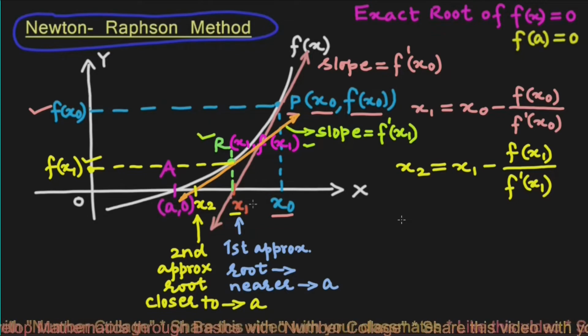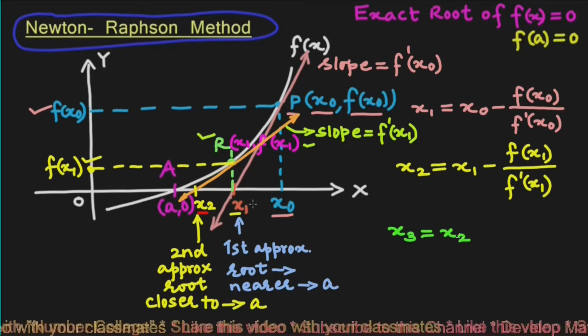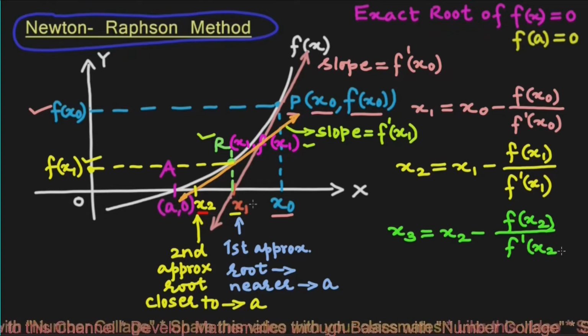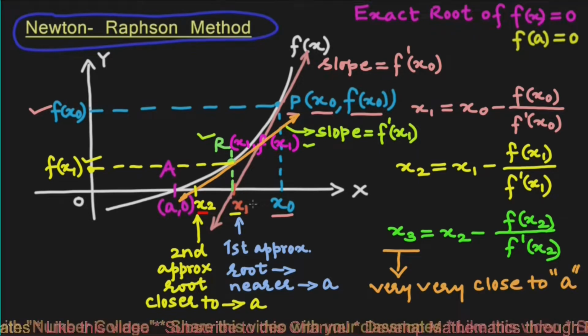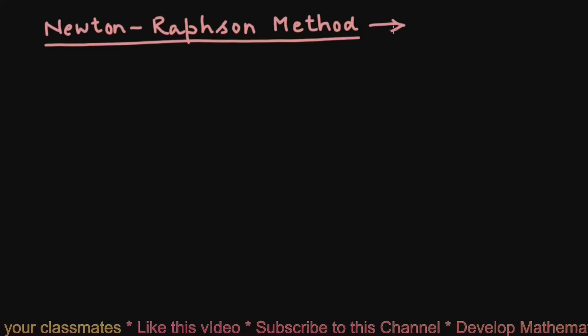If we repeat the same procedure for the second approximate root x2, then we will get the third approximate root x3, which will be x2 minus f of x2 upon f dash x2. And this time this third approximation will be very close to the exact root A. To understand the Newton Raphson method, let us solve a few examples.